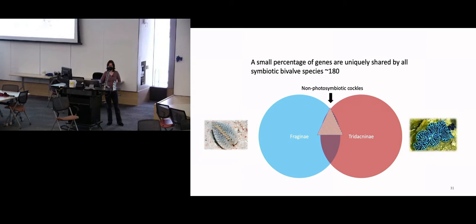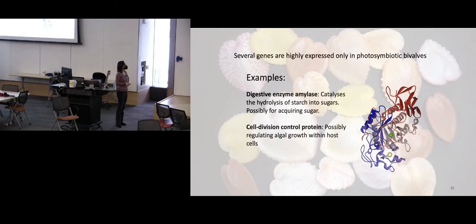One of the examples we found, highly expressed only in the photosymbiotic bivalves, only in their tissues that are involved in photosymbiosis, is a digestive enzyme, the amylase. This enzyme is used to catalyze the hydrolysis of starch into sugars. So if you think about the nutritional mutualism, the algae is giving sugar to their host. So we thought, okay, maybe this is possibly for acquiring additional sugar from their symbionts because you're digesting their starch, right? So that's one example.